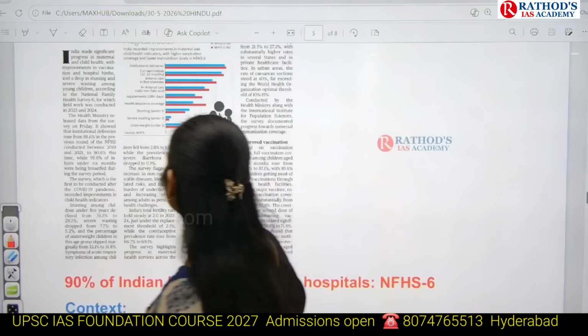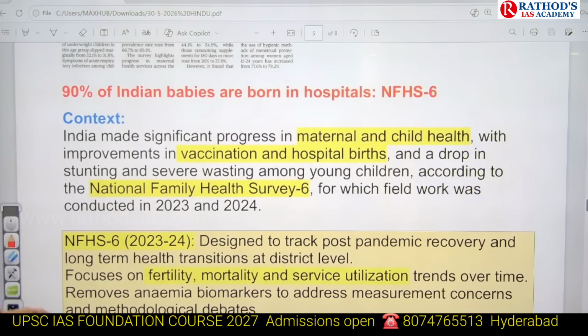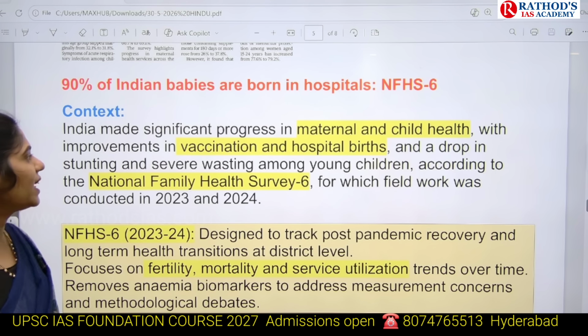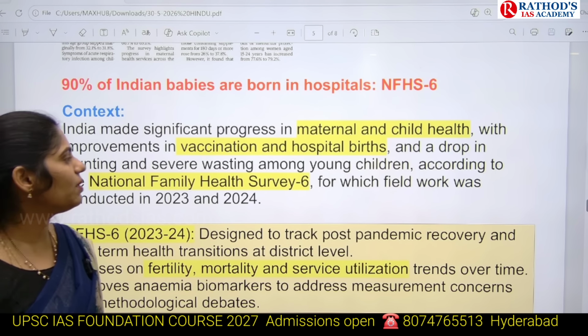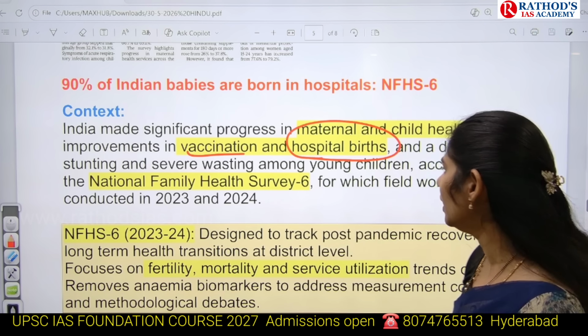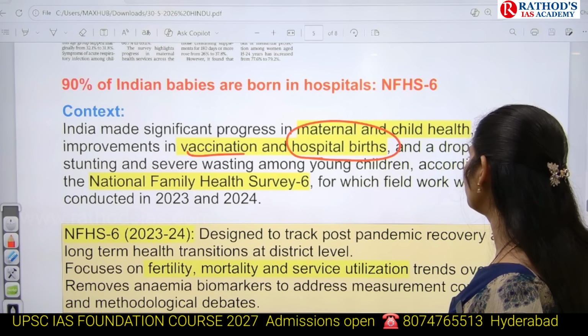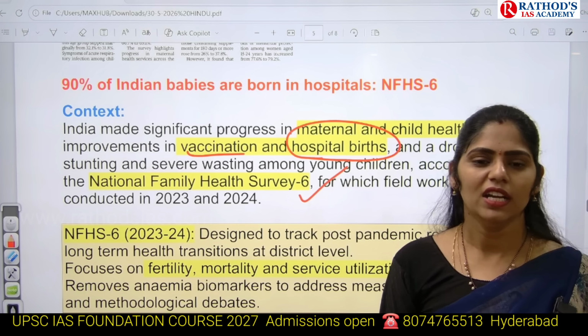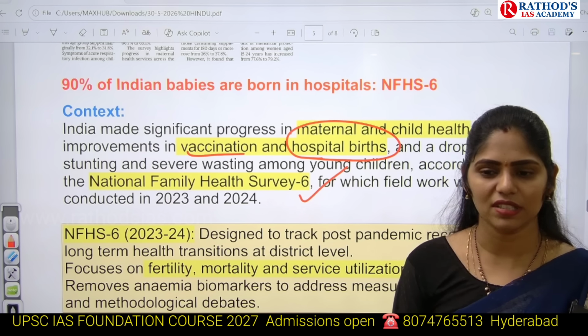Okay, now let us see about the National Family Health Survey. Here this article is saying that India made significant progress in maternal and child health. There are improvements in vaccination, and there are increased hospital births. And because of giving vaccination on time, that also reduces stunting as well as wasting in children. That is the thing mainly highlighted by National Family Health Survey 6.